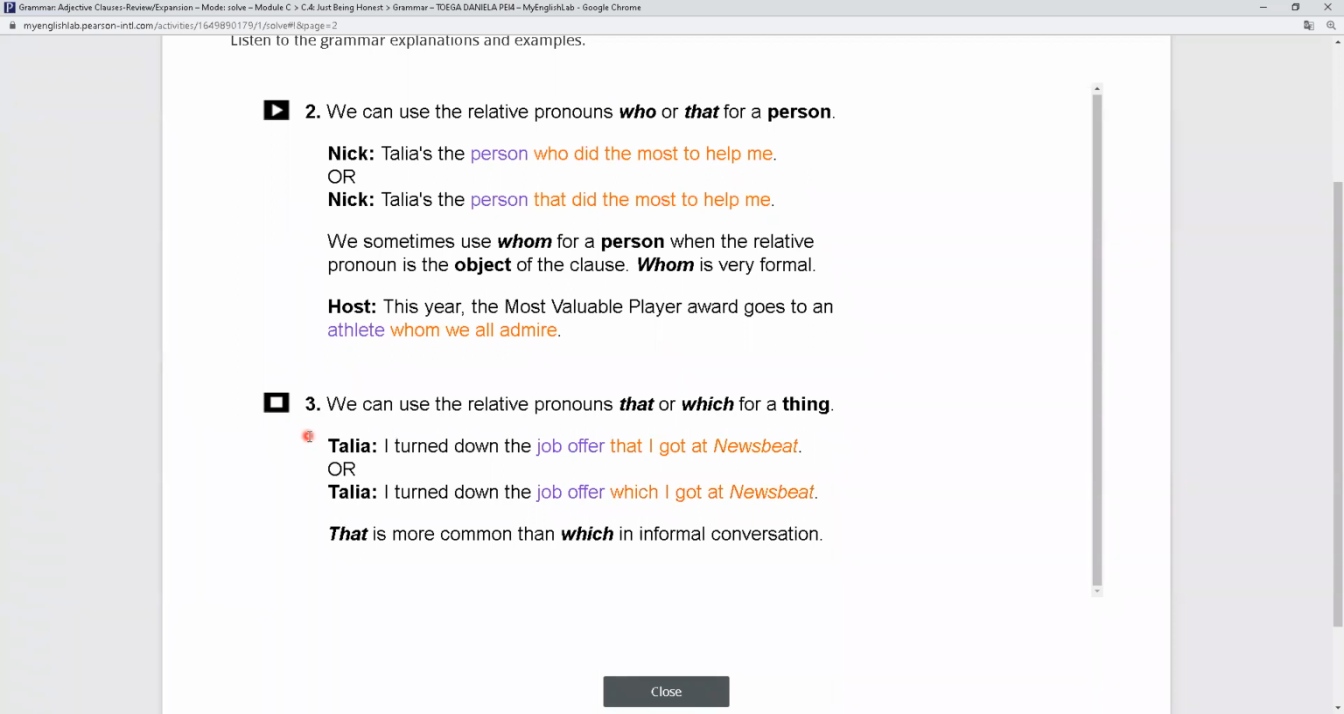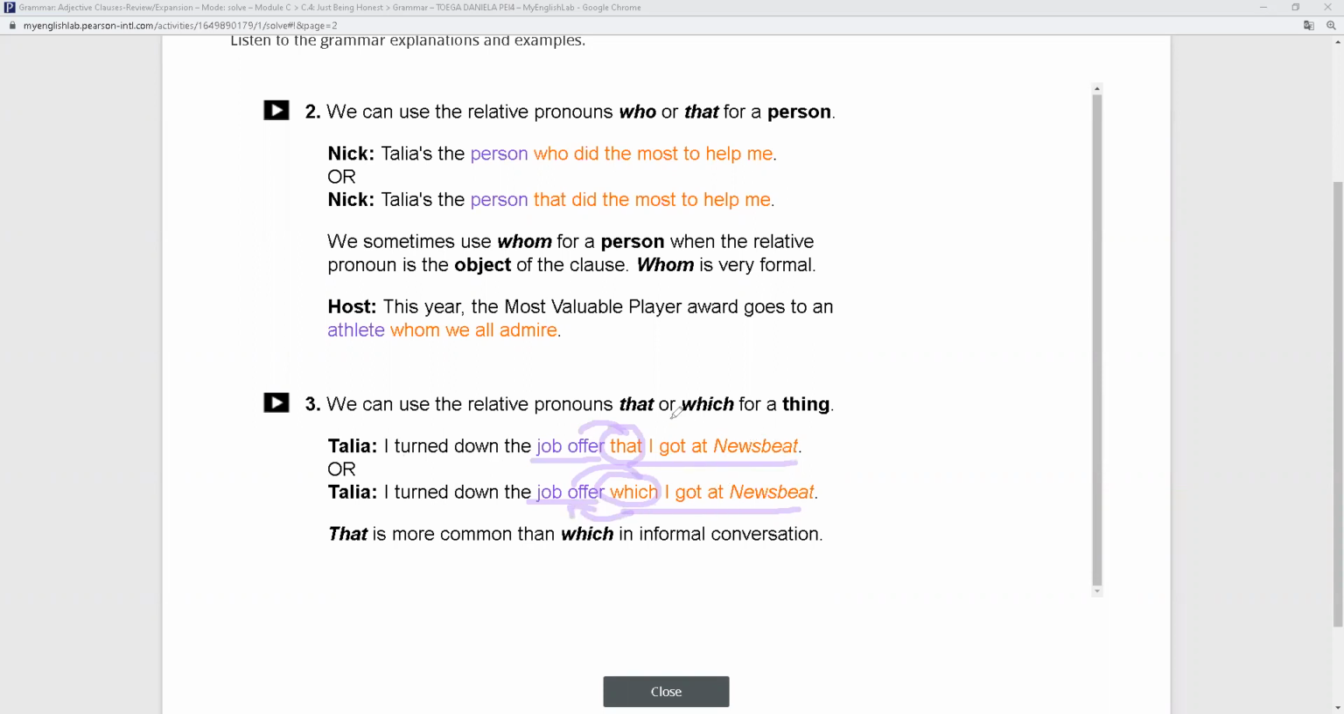That is more common than which in informal conversation. All right, so in this case, we know when we have to use which: when we're going to talk about a thing or even a situation. So in this case, we're talking about the job, right? The job, and my relative pronoun is that, or in this case, I'm talking about the job, and my relative pronoun is which. And my adjective clause is the information that they offer about the job, okay?